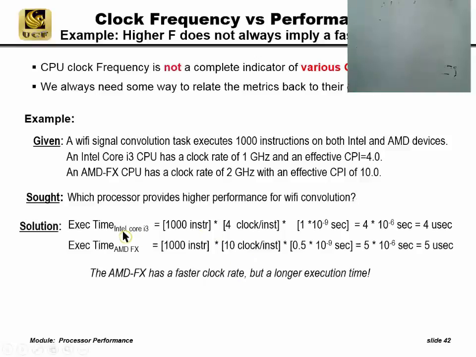So let's use the CPU performance equation. We substitute in and we end up with 4 microseconds, because you had 1,000 times 4 times 1 nanosecond per clock cycle. We have 4 clocks in this case per instruction. End up with 4 microseconds. And here you had 1,000 instructions, 10 clocks for every instruction, and 2 gigahertz corresponds to half a nanosecond. Half a nanosecond is 500 picoseconds. That's 5 microseconds to execute on the AMD. So even though the AMD has a faster clock rate, it may have a longer execution time.